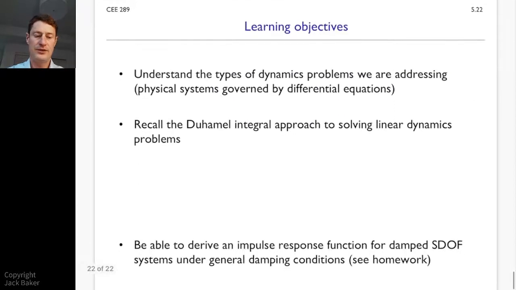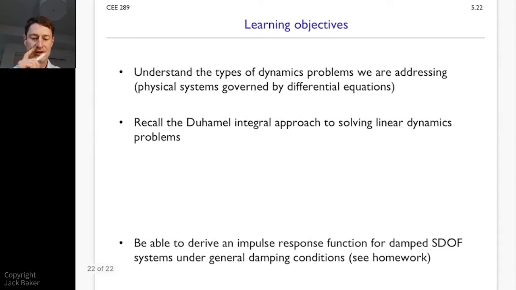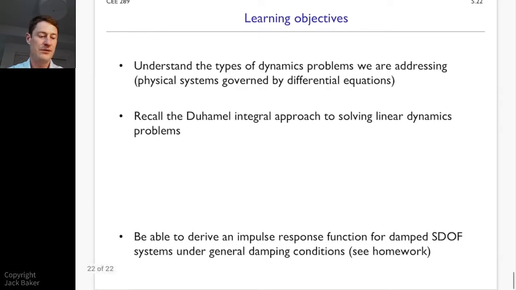Okay, so some learning objectives from this series of videos. First is to have a high-level understanding of the type of dynamics problem we're looking at. We're going to look at some sort of physical system, generally with a mass and some stiffness and damping. We can write the behavior of that system down as a differential equation. And if we can do that, then we can solve the problem in a couple of ways.